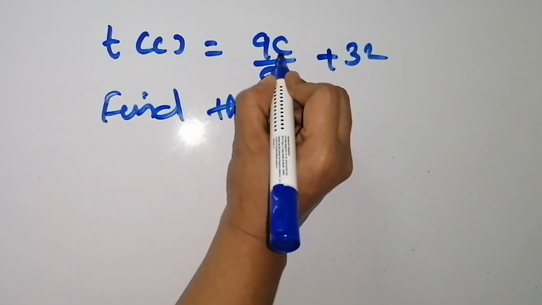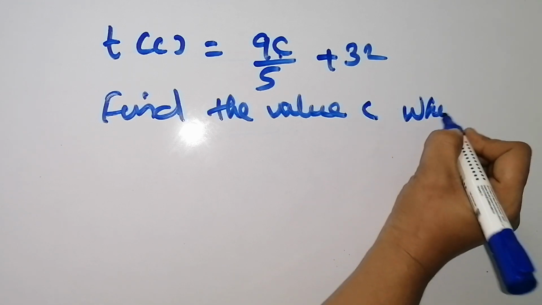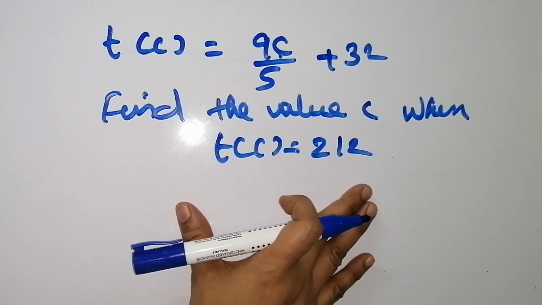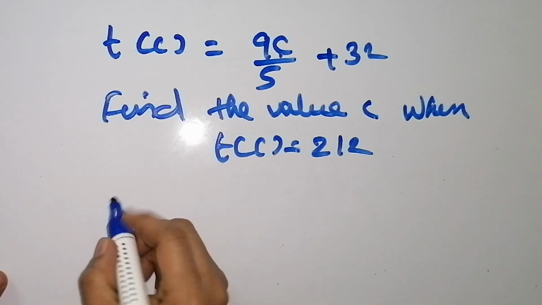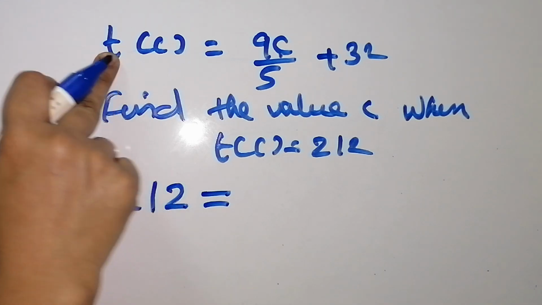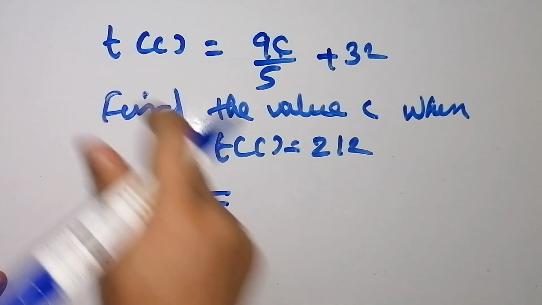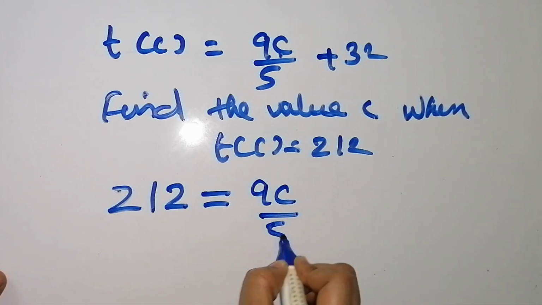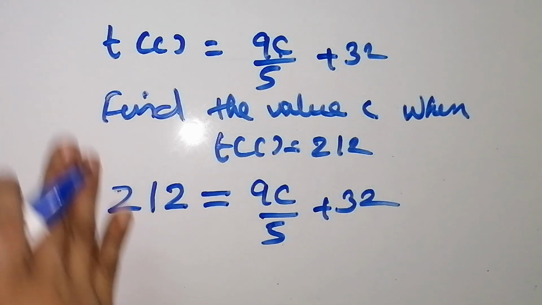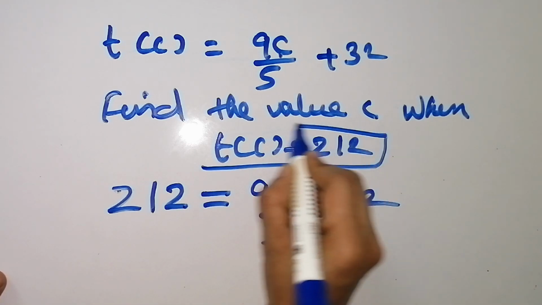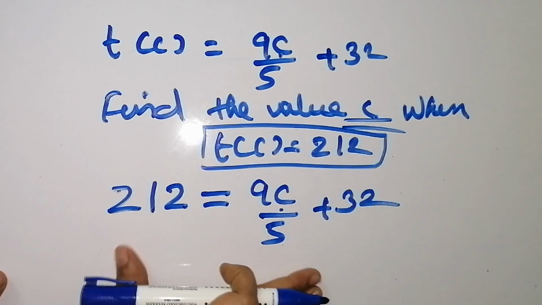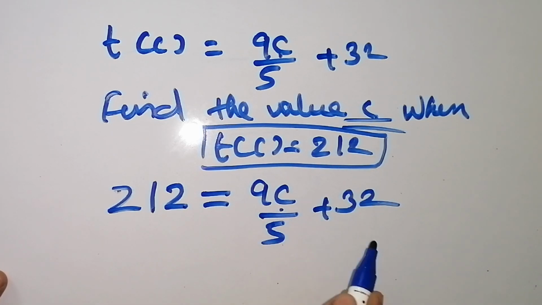Here we have to find the value of c when T of c is equal to 212. Here we are only given the final answer of T of c. That is, we replace T of c with 212. Okay, 212 can be written in the place of T of c in our question, which is equal to 9c divided by 5 plus 32. In this type we have to change our approach, because the problem gives T of c equal to 212 and we have to find the value of c using this equation.